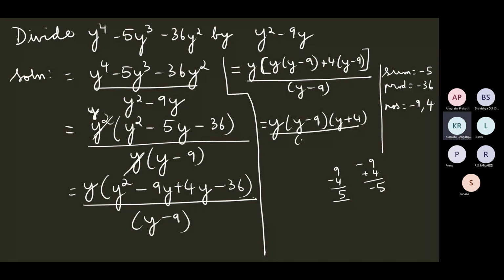Divided by y minus 9. Now this y minus 9 in the denominator and numerator gets cancelled, and the result is y into y plus 4. This is the final answer. Yeah, please write down, children. The next one is a test.